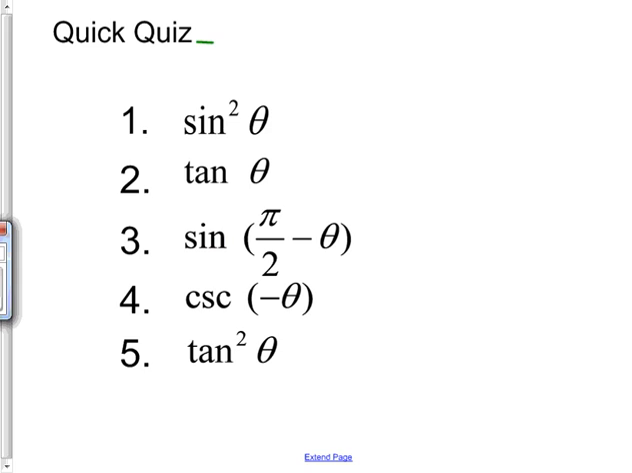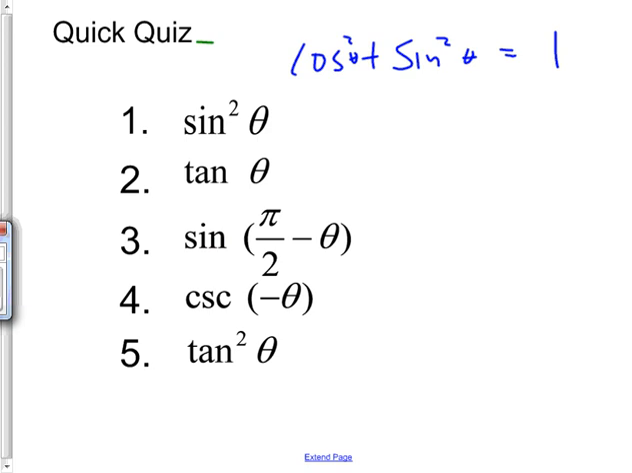Okay, here we go. Sine squared. That one came from this. I should put a theta in there. Equals 1. And then I solve it for sine, so it's 1 minus cosine squared. Raise your hand if you had that one right. Okay, good. The next one, tangent.